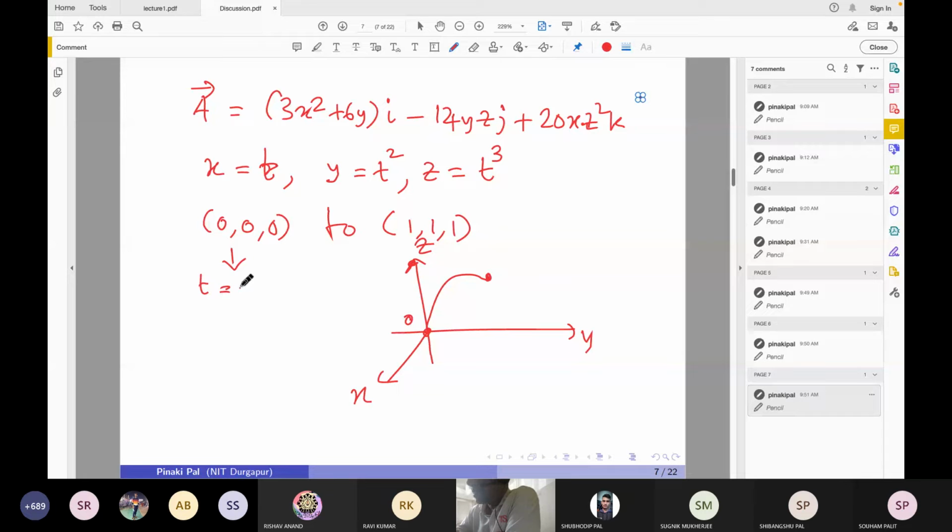It is 0. And for the second point, what is the value of t? It is 1. t equal to 1. So therefore, we will move from the point (0, 0, 0) to the point (1, 1, 1) following this curve, as the value of t moves from 0 to 1.